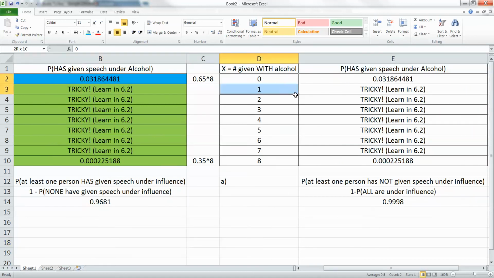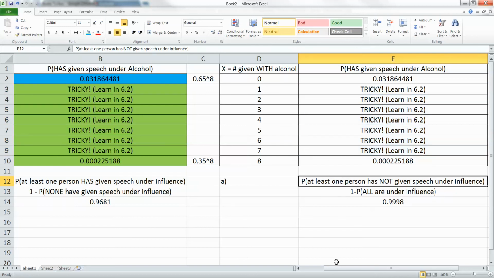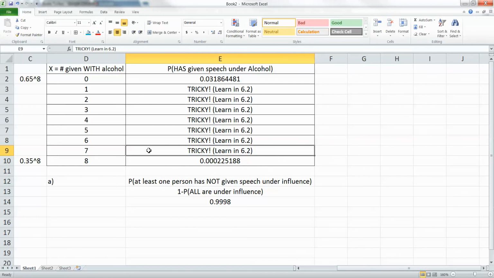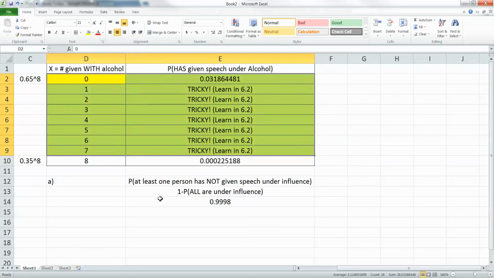So it's the same table as before. All the middle ones are tricky. So they want the probability that at least one person has not given the speech under the influence, which is a little bit strange. If at least one person has not given the speech under the influence, that means there's at least somebody, of these 8, because there are 8 people you're looking at, maybe more, who was not drunk, right? Okay, well, here are all the ways that can happen. I'll do it in yellow this time.